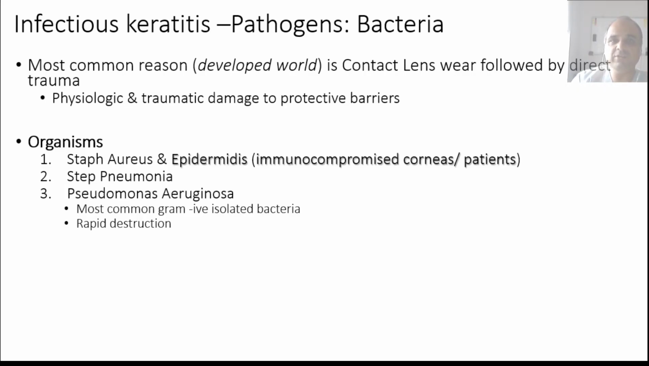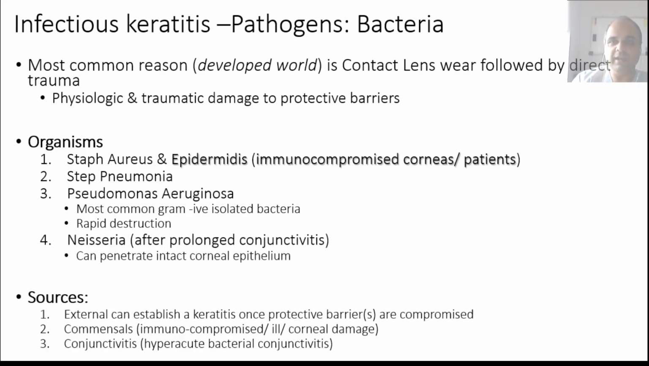Strep pneumoniae, Pseudomonas is the most common gram-negative isolate, and it also causes a very rapid destruction. It is able to completely destroy an eye and make an eye non-seeing. We'll see some pictures that will show us what Pseudomonas can do to the eye. Neisseria can also cause a keratitis. This is a conjunctivitis. Remember, hyperacute bacterial conjunctivitis that causes a keratitis.